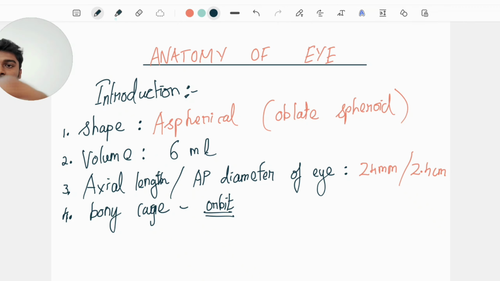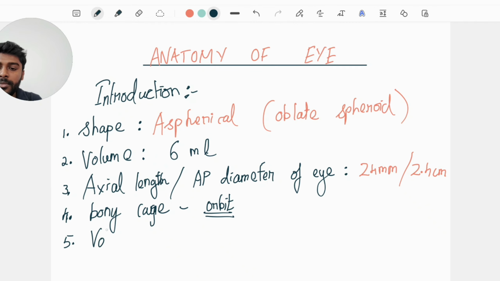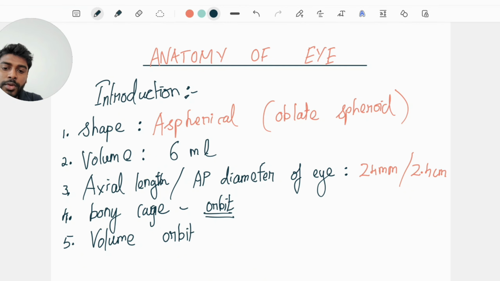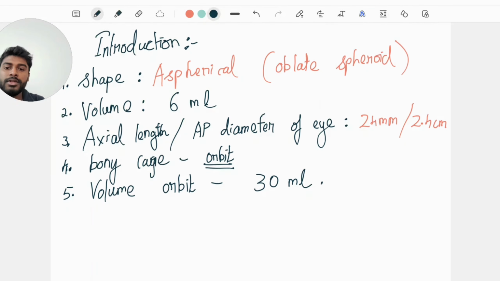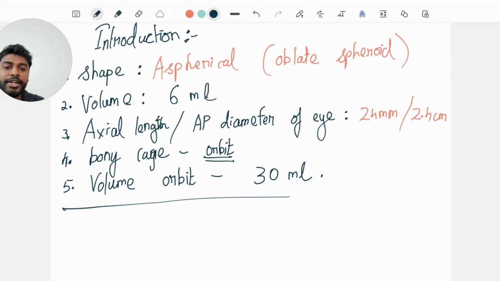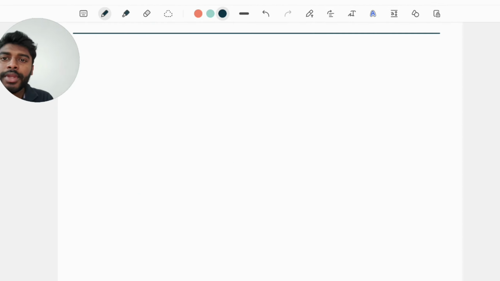So let's move on with the fifth point. What is the volume of the orbit? The volume of the orbit is 30 ml. So the introduction of the eye is over. Now let's move on with the structure of the eyeball.